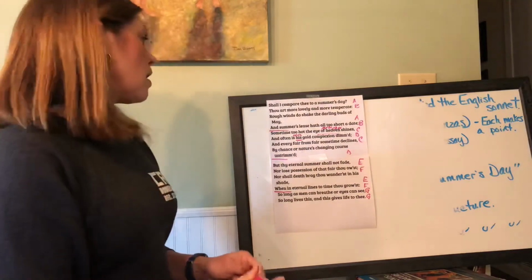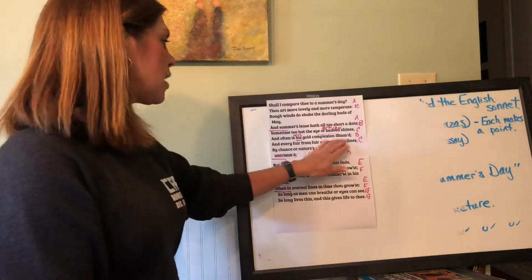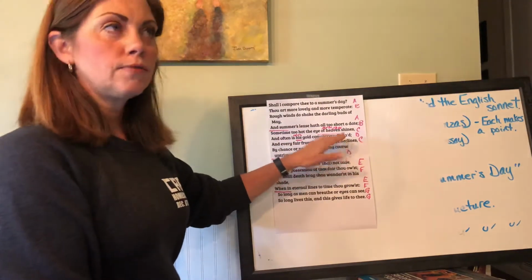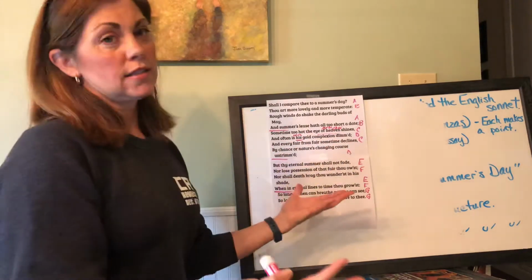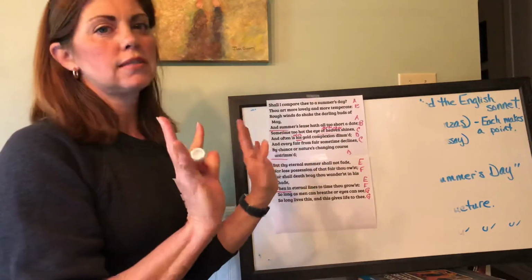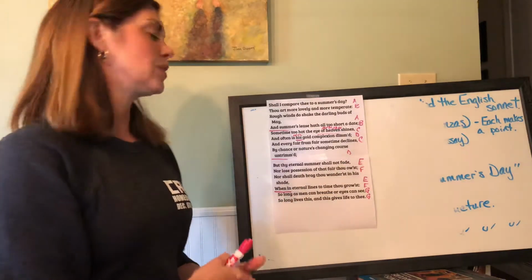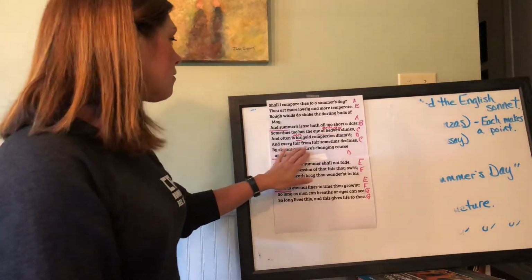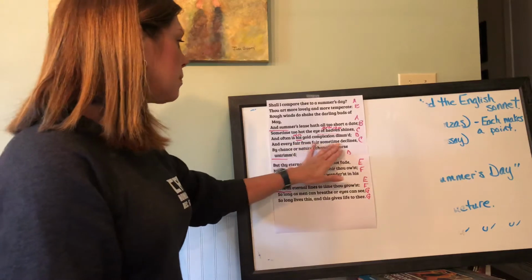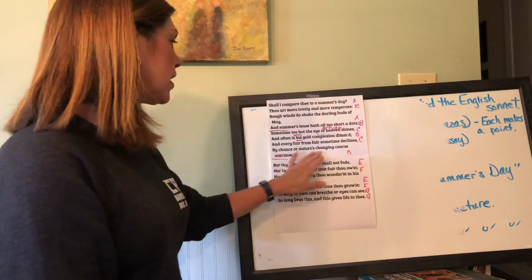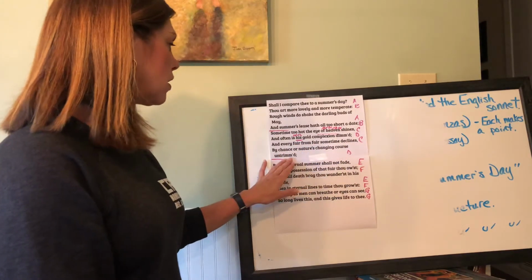Okay, so gold complexion dimmed. What does that mean? Well, if it's shining, the sun's out, but if it's dimmed, it's cloudy or overcast, and it's not dependable, is what he's saying. And every fair from fair sometime declines by chance or nature's changing course untrimmed.